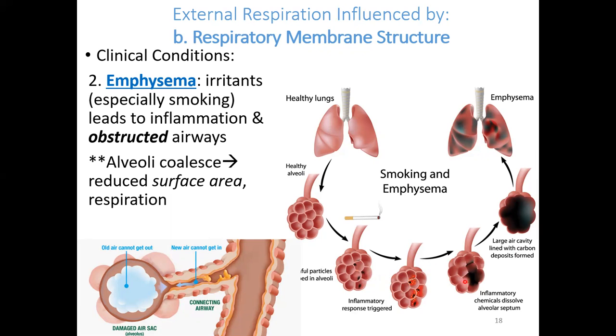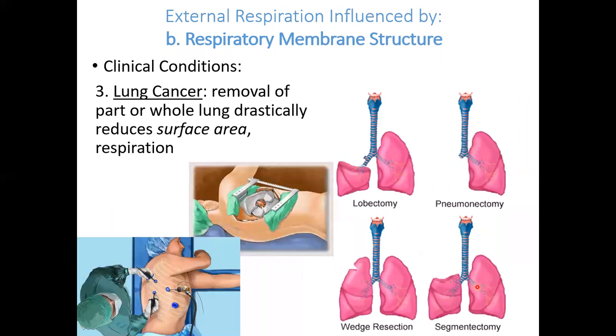But if we start to break those membranes down, now we have lost all of these opportunities for oxygen and CO2 to cross over into and out of the blood. And so emphysema, in addition to being an obstructive disorder, can lead to a reduced surface area and therefore reduced respiration.